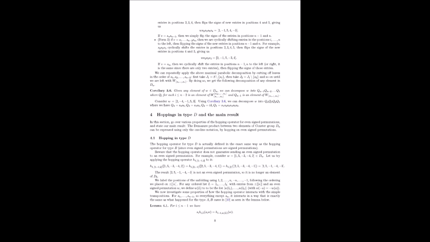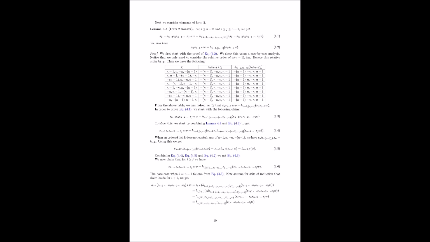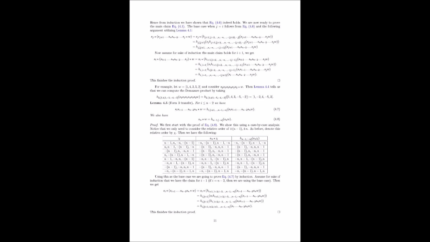Welcome to the deep dive. Today, we're diving deep into Coxeter groups and something called the Demazure product. Oh, fun! Yeah, we've got a fascinating paper to unpack that tackles this product in Type D Coxeter groups using a tool called the hopping operator. It sounds pretty abstract, but trust me, it gets really interesting.